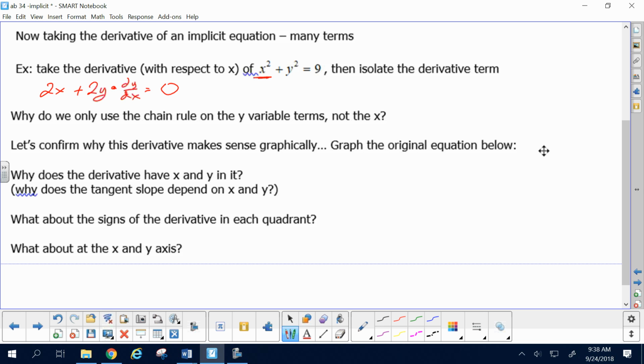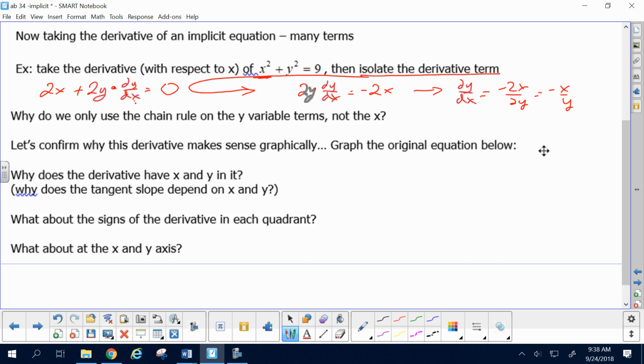Now typically after doing this, you have a little algebra to do. The question is usually, what's dy dx? Not just take the derivative and call it good, but find dy dx. So we usually then isolate the derivative term. In isolating the derivative term, if we were to solve for this dy dx, we could subtract the 2x over, then divide the 2y over to get dy dx, or the derivative by itself, negative 2x over 2y, which is negative x over y. Okay?